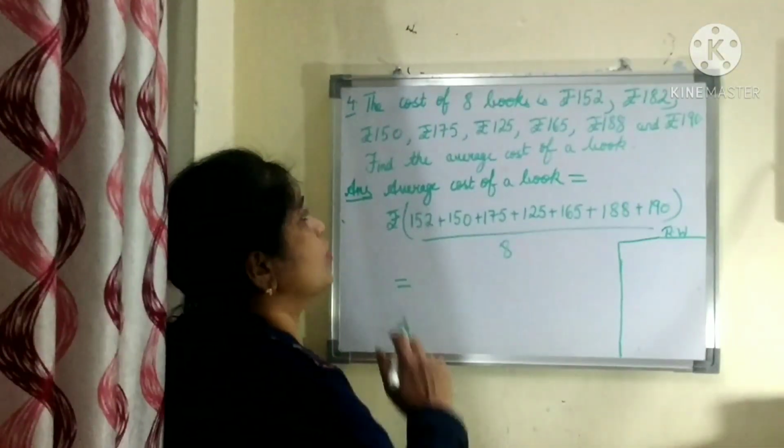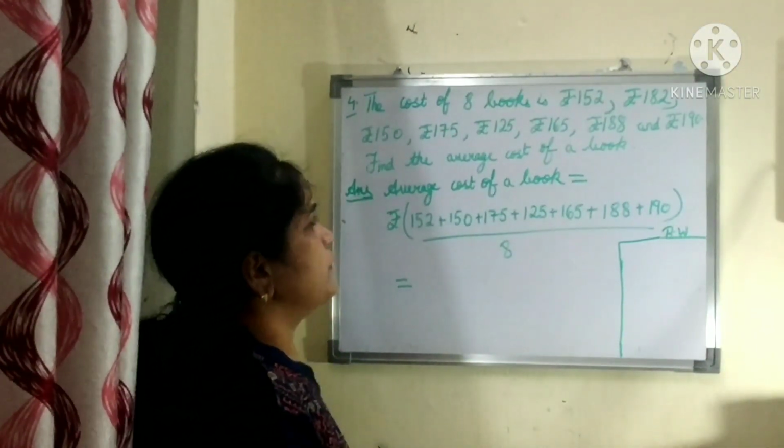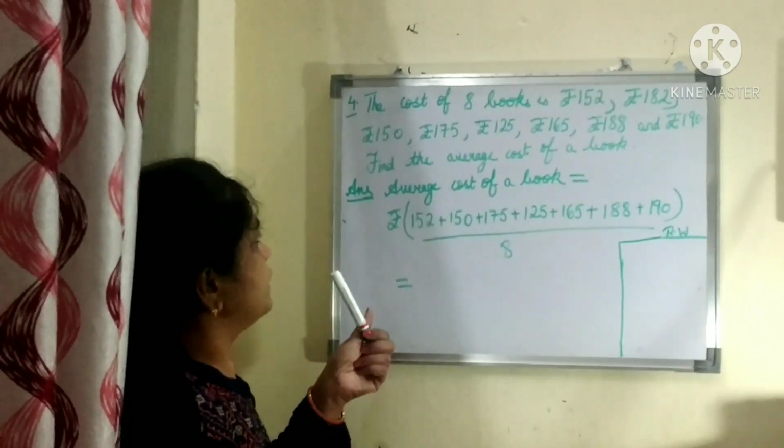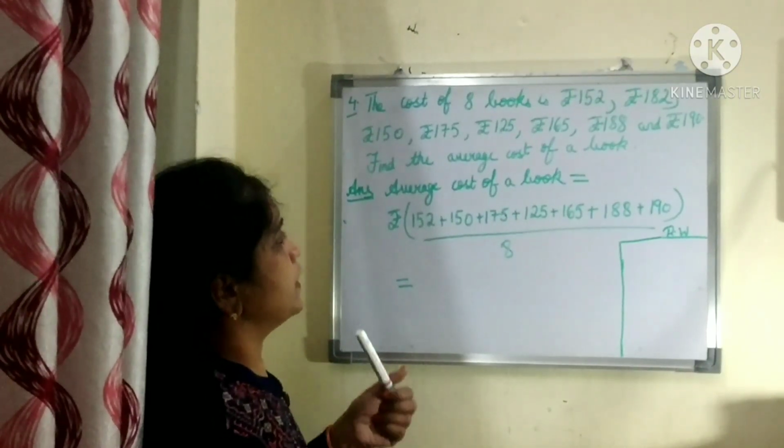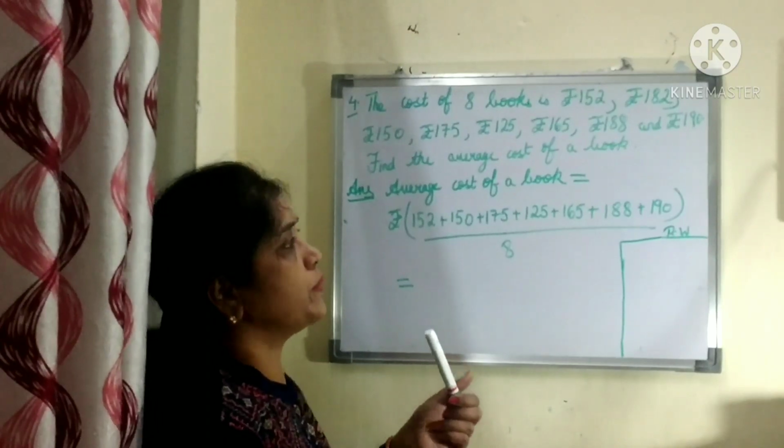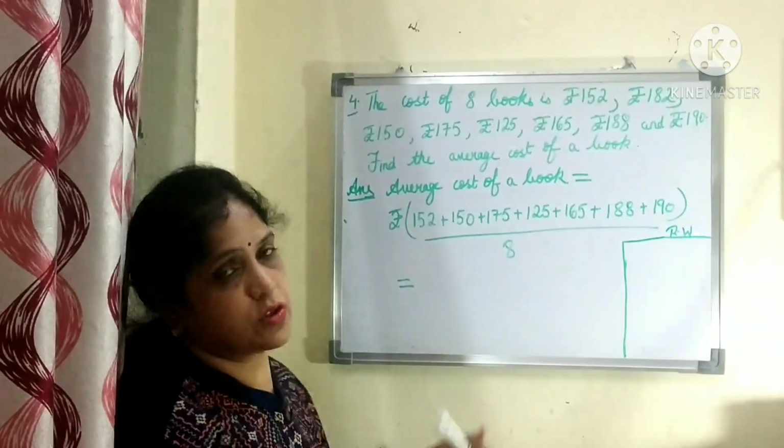Now, the next question: the cost of 8 books is rupees 152, rupees 182, rupees 150, rupees 175, rupees 125, rupees 165, rupees 188 and rupees 190. Find the average cost of a book.